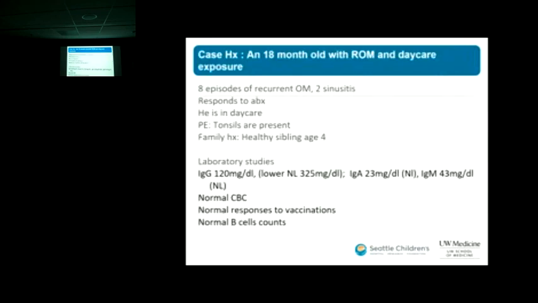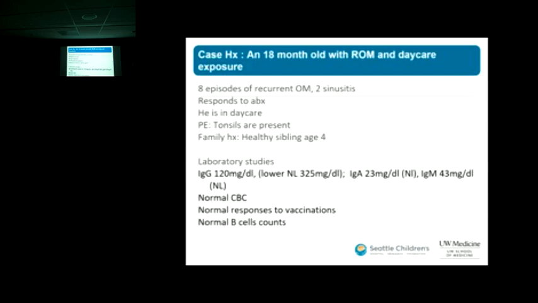Okay. Let's talk about the next case. This is an 18-month-old with recurrent otitis media who's in daycare. He comes to you, has had already 8 episodes of recurrent otitis media, 2 episodes of sinus disease. He's been seen by ENT, and they're going to do some sinus surgery in an 18-month-old. He responds very appropriately to antibiotics. He is in daycare. He has on physical exam a nice tonsillar tissue, and he's got a healthy 4-year-old brother.